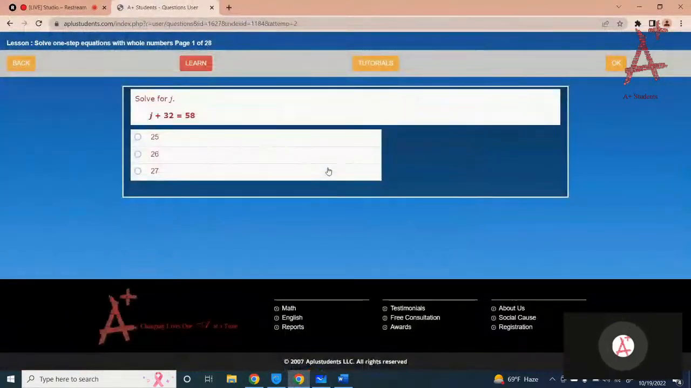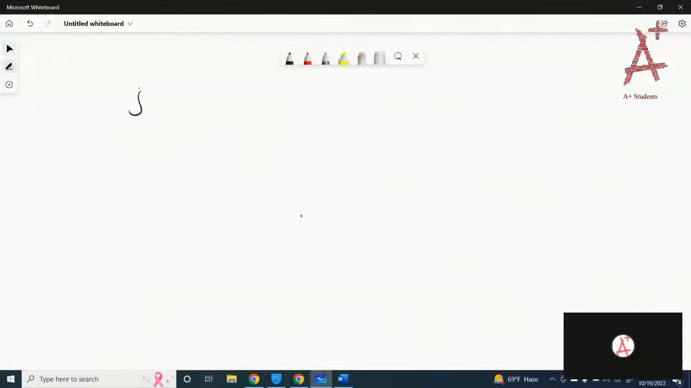The first one is j plus 32 equals 58. So first of all, you have to isolate the variable j. Got it? Because you just need to find the value of variable j. So shift that 32 to the other side. So when 32 is added on the left hand side, when you shift it to the other side, it would be subtracted. Got it? So 58 subtract 32 is, if you know the answers, you can use the live chat button.